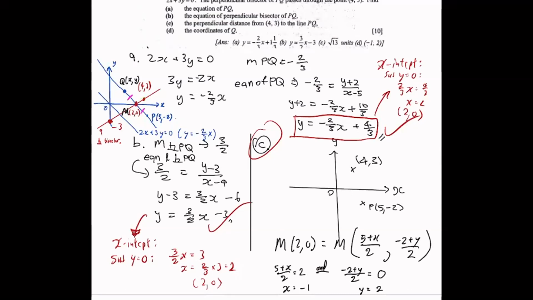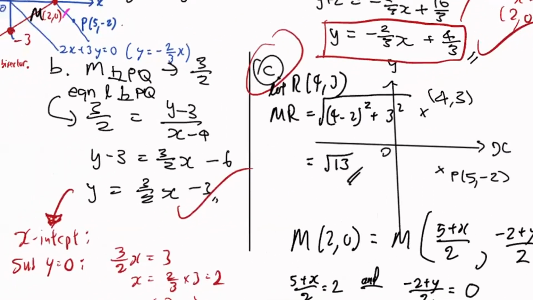Okay. Let's just give it a name. Let's call it point R. Let R be (4,3). That means MR is what we want to find. Distance must be 4 minus 2 is 2, squared, plus 3 minus 0 is just 3, squared. Take a square root. Pythagoras theorem. 2 squared is 4, 3 squared is 9. 4 plus 9 is 13. Square root of 13. Is that okay? Good, then solved already. Any questions? No? Okay, good. Next.